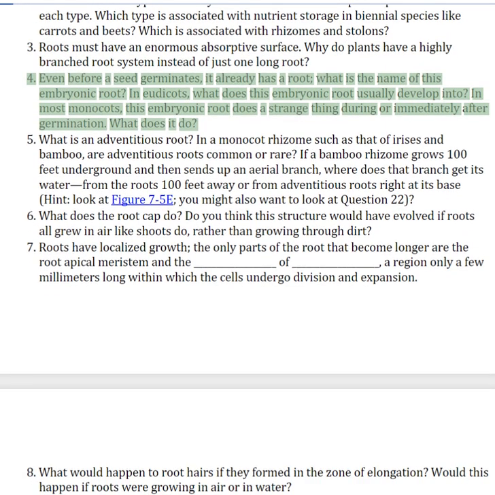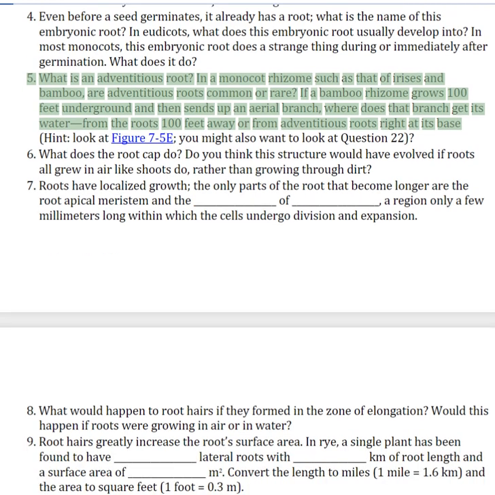4. Even before a seed germinates, it already has a root. What is the name of this embryonic root? In eudicots, what does this embryonic root usually develop into? In most monocots, this embryonic root does a strange thing during or immediately after germination. What does it do? 5. What is an adventitious root? In a monocot rhizome such as that of irises and bamboo, are adventitious roots common or rare?